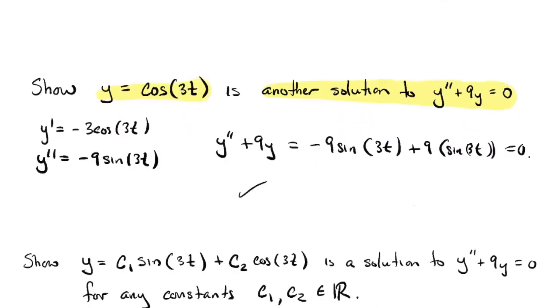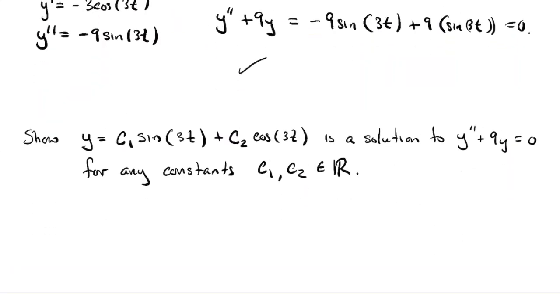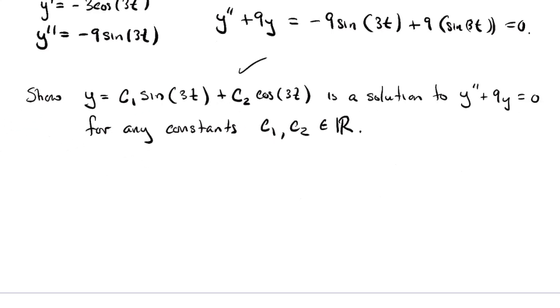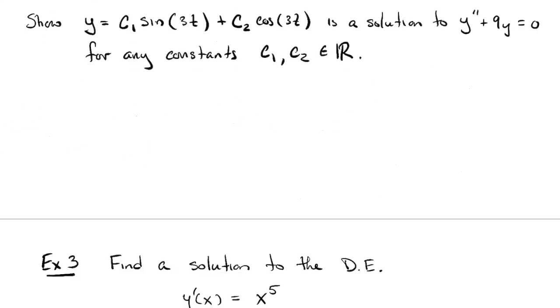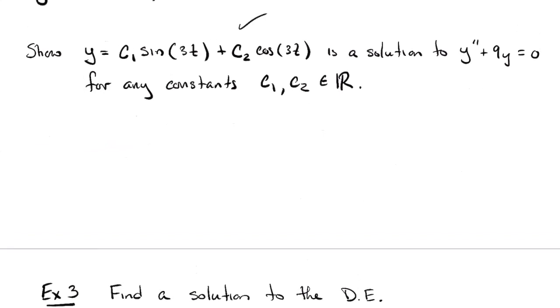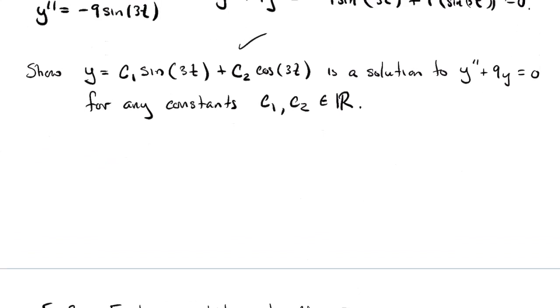Okay, my last example here is about the general solution. Maybe I need to move it up a little bit to give myself enough room. This expression, c1 times sine of 3t plus c2 times cosine of 3t, I claim that's a solution to this differential equation for any constants c1 and c2. So this is what I would be calling the general solution.